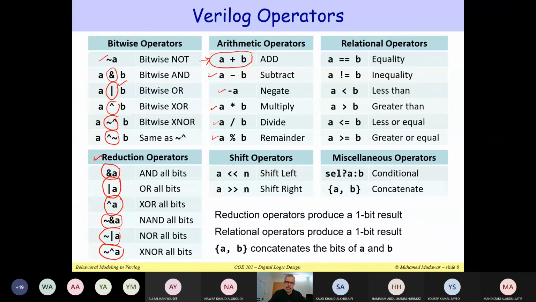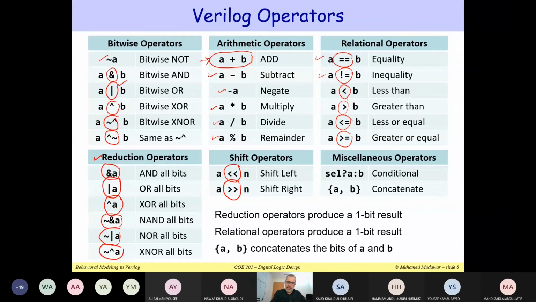That's what it means. You can use relational operators in Verilog, like A equal to B. Equal indicates equality. You have not equal. You have less than, greater than, less than or equal, greater than or equal. All of these are relational operators that exist in Verilog. We also have shift operators. This indicates shift left, and this indicates shift right. So you can shift the bits to the left, you can shift the bits to the right.